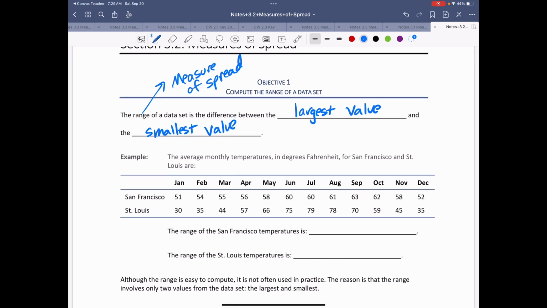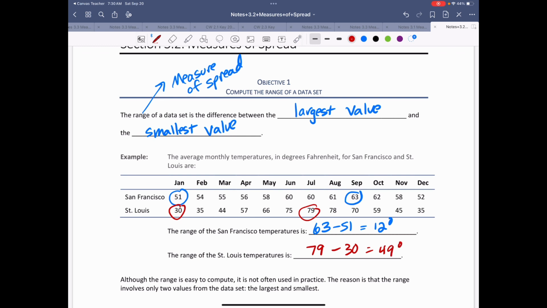and these are average monthly temperatures, it definitely could be warmer than 63 on a day in September. But if you look in September, that's their highest monthly average temperature is 63, and the lowest is January for a spread of just 12 degrees. And if you look at St. Louis, their highest is July, 79, and their lowest is 30 for a spread of 49 degrees.